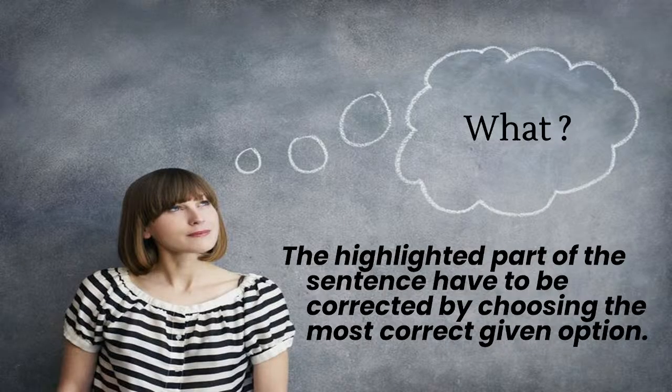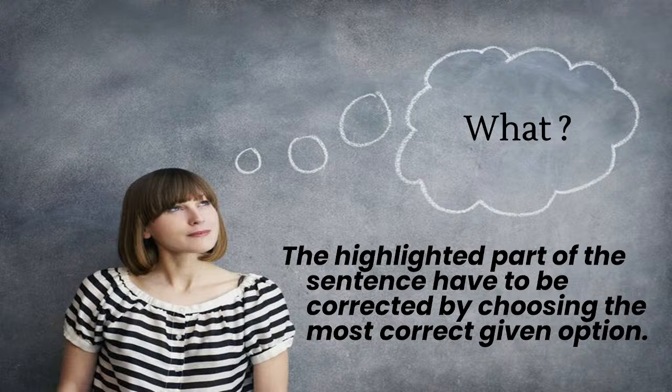So students, what is this type of question exactly? Yesterday we studied ordering of the words, the types, and the tips and tricks for solving such questions. Now today we are going for this session. Generally, the highlighted part of the sentence has to be corrected by choosing the most correct given option. That is the general idea of sentence correction.